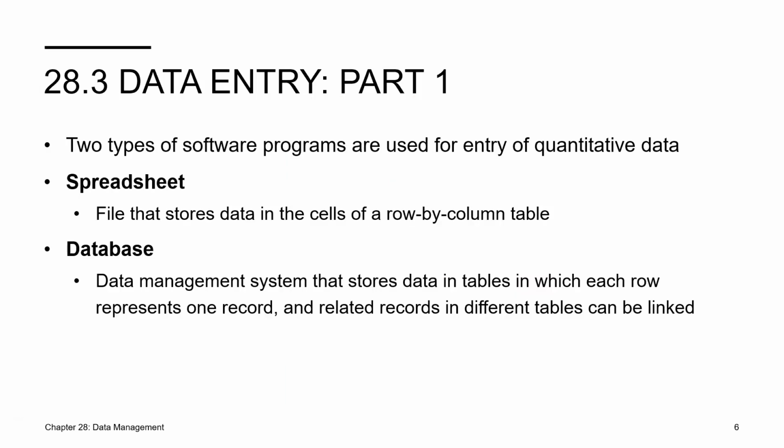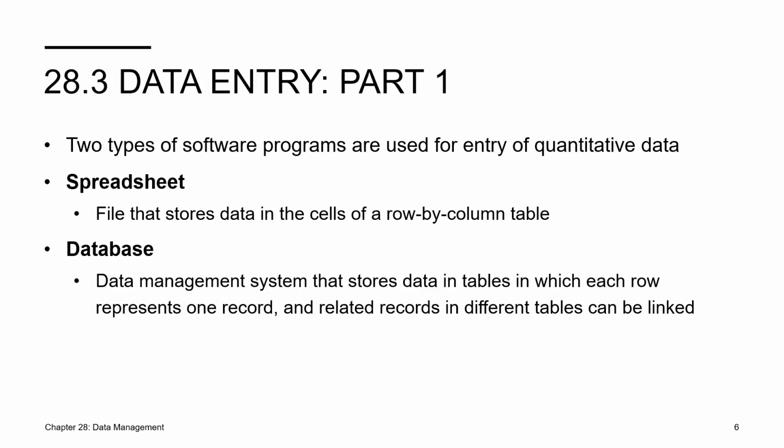So section 28.3 goes over data entry. Data entry can be entered by hand, or it can come through the different types of statistical software. And there are two different types of program. I think these words are used interchangeably, but Jacobsen really differentiates them within the textbook.